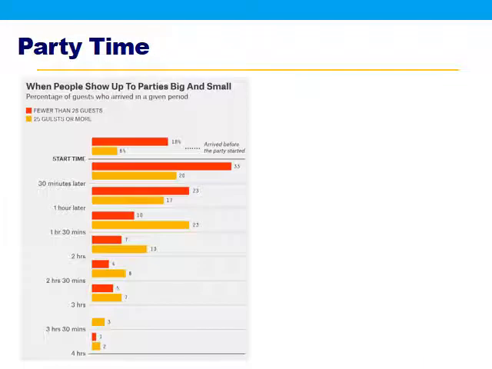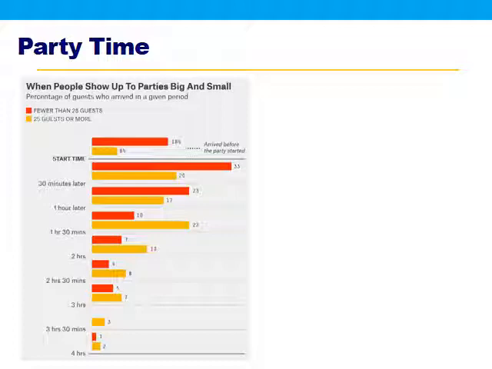So what they did is they took all the parties from this study and they divided them up into big and small parties, and they defined a small party as having less than 25 people and a big party as having more than 25 people. Notice how the shape of the distribution kind of changes depending on the size of the party.